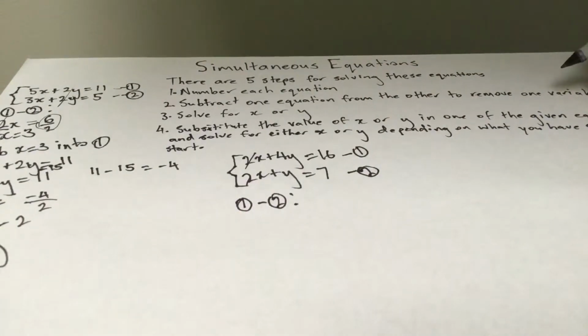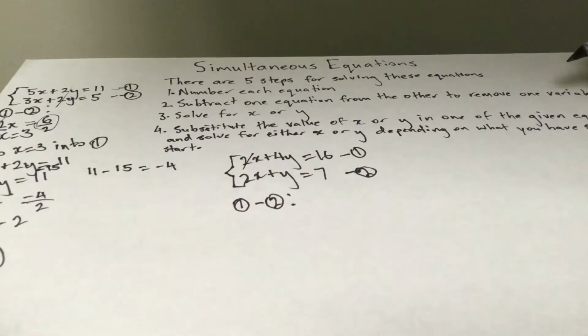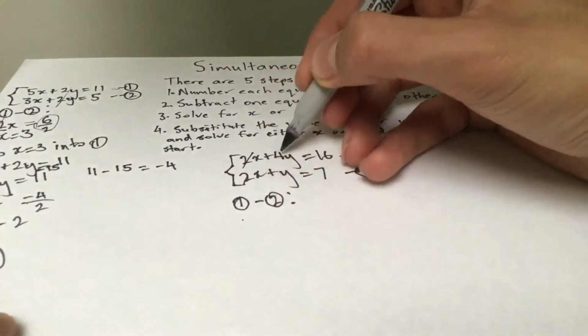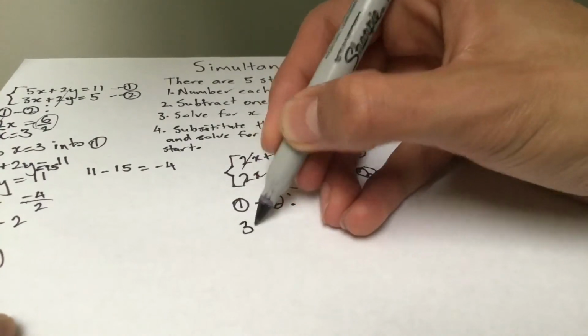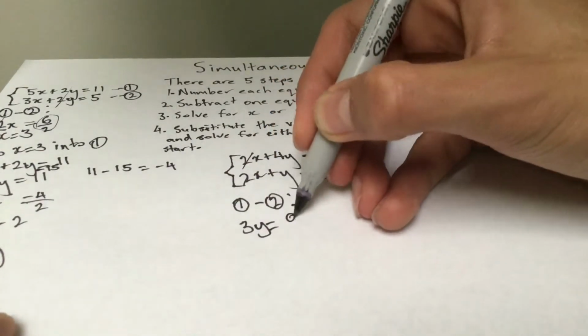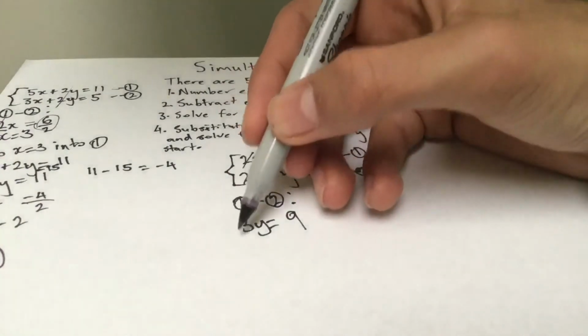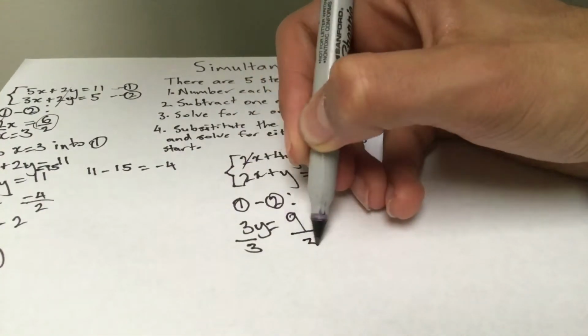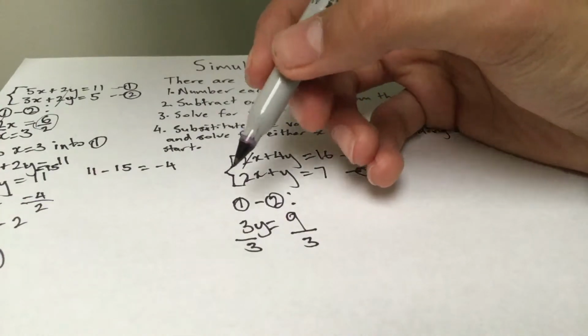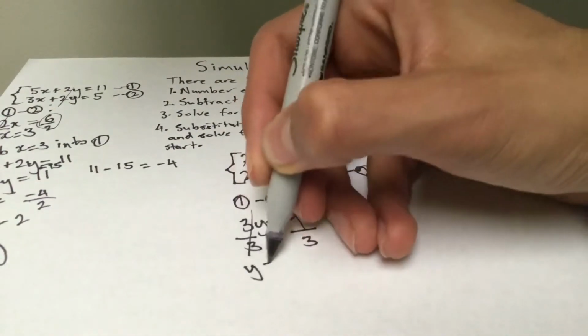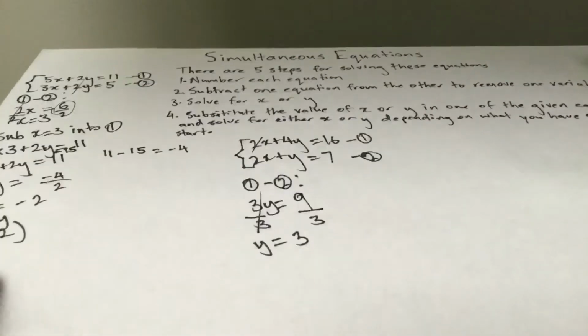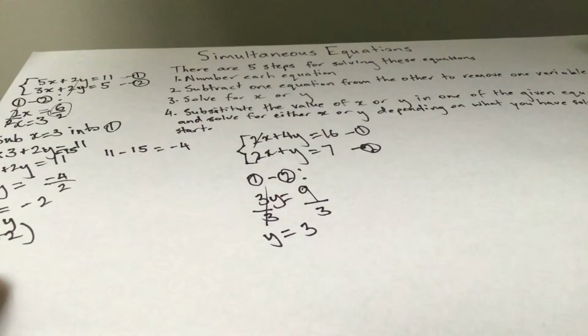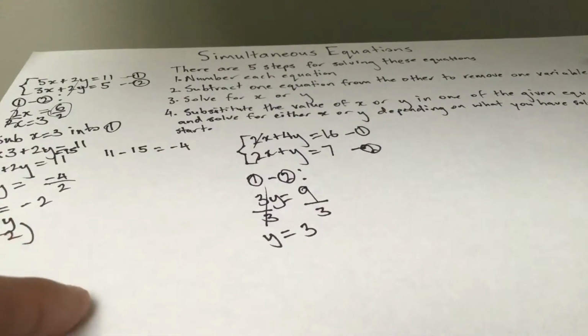When we subtract equation 2 from equation 1, we're left with 4y minus y, which gives us 3y, and 16 minus 7, which is 9. And now we have to divide by 3 to remove the 3 from the left side. So this cancels out, and we're left with y equals 3. So we've solved for y, which is our third step. Now we have to move on to the fourth step.